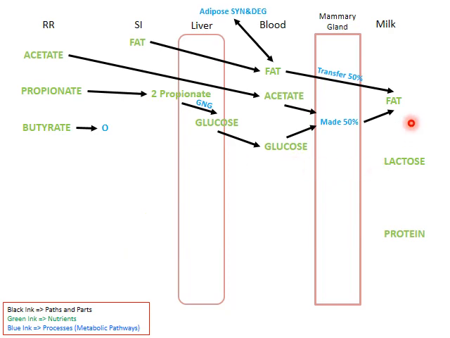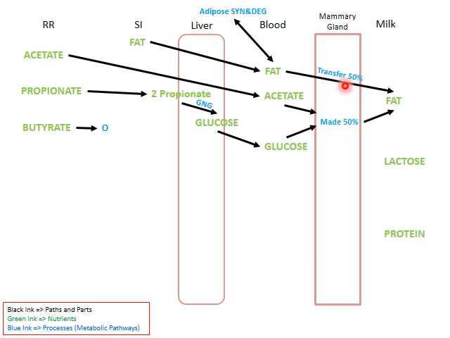Let's start with milk fat. We know that milk fat, half of it is transferred from the blood to the milk, and the other half is made in the mammary gland. The building blocks for the triglyceride are the glucose, which forms the glycerol, that backbone, and then the acetate is used to form the fatty acids that hang off of that glycerol. So triglycerides, 50%, are going to come from de novo synthesis, or being manufactured in the mammary gland.